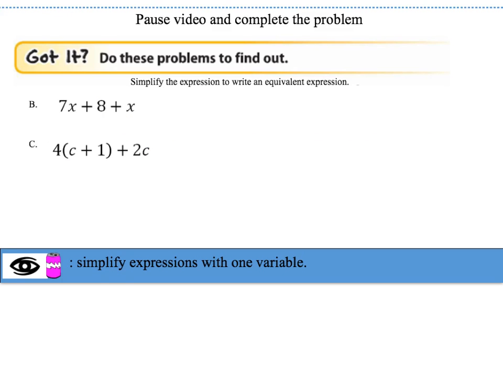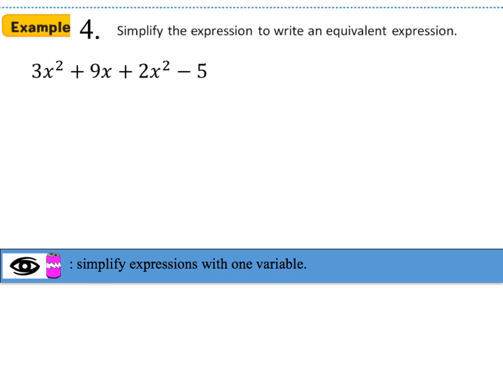So go ahead and pause the video and complete these got it problems, and we'll discuss these answers in class tomorrow. Notice this slide has two got it problems, got it problem B and got it problem C. So for example C, it says simplify the expression to write an equivalent expression.